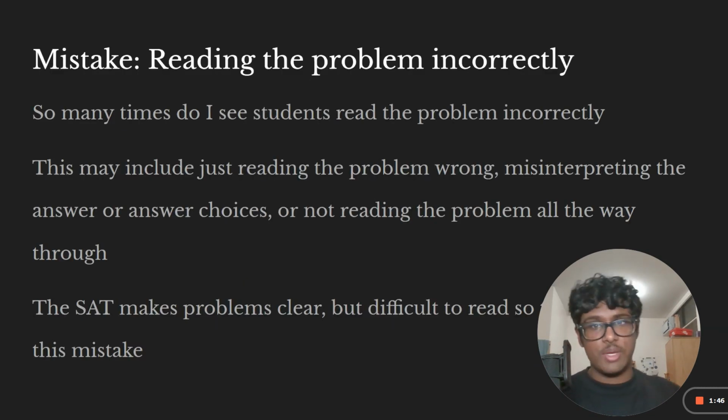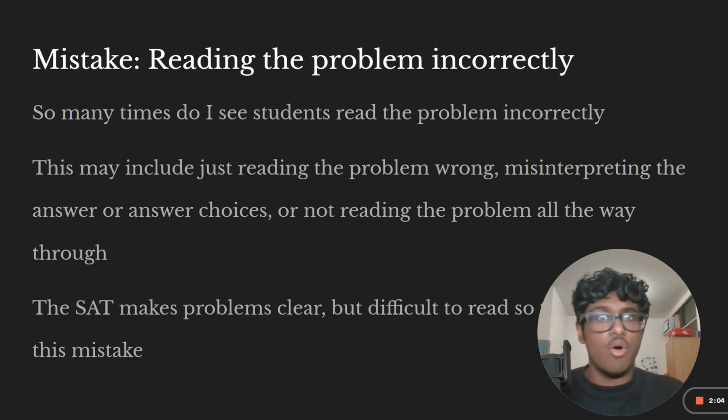All right, let's get right into it. Reading the problem incorrectly. And this might seem so basic, right? And it's so easy to just say, just focus up, read the problem more correctly. So I see students read problems incorrectly so many times. Even the most advanced of students, I just see them misinterpret it.